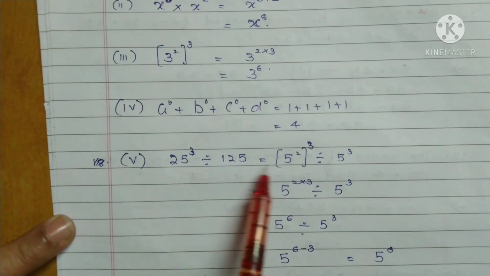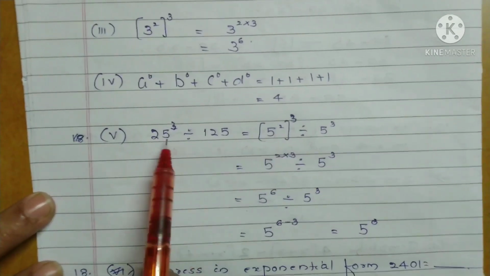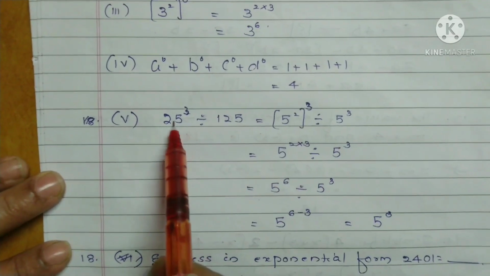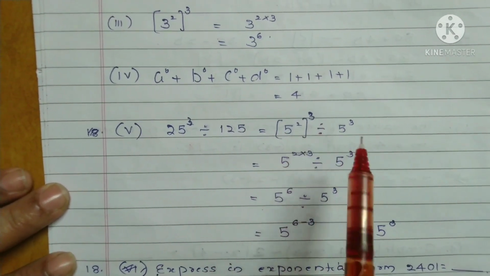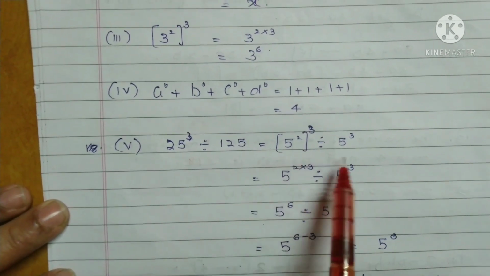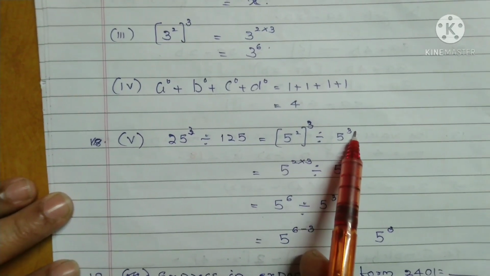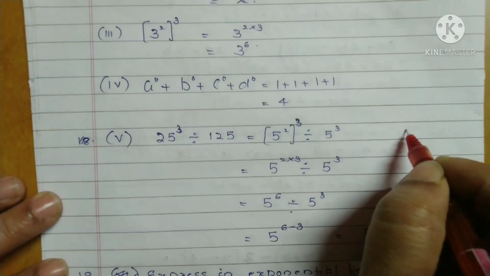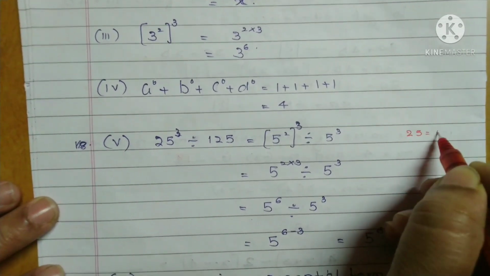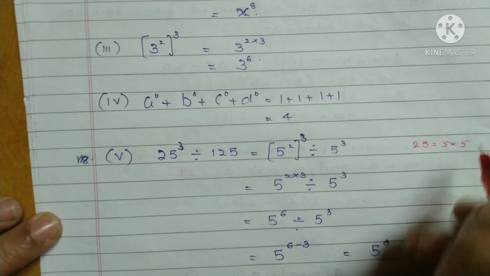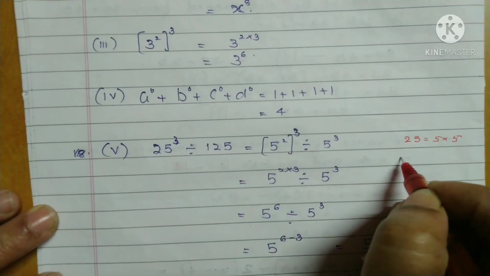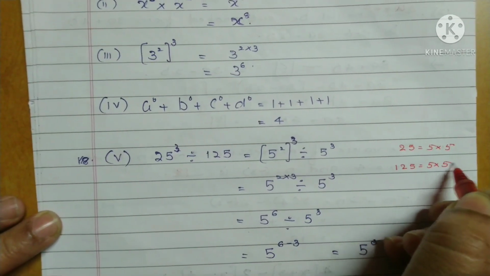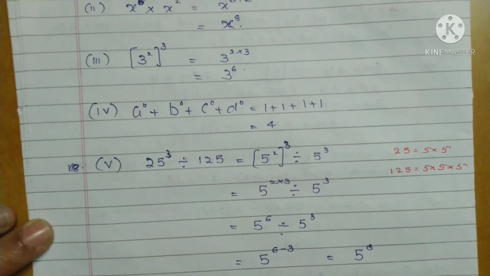Here it is 25 raised to 3 divided by 125. So 25 we can write as 5 square. Okay, 25 we can write in exponential form as 5 square. So 5 square whole raised to 3 divided by 125, we can write 5 raised to 3. Its exponential form is 5 into 5. So 25 is 5 into 5, that is 5 square, and 125 is one more time 5 will come. 5 into 5, 25, 5 5s are 125.